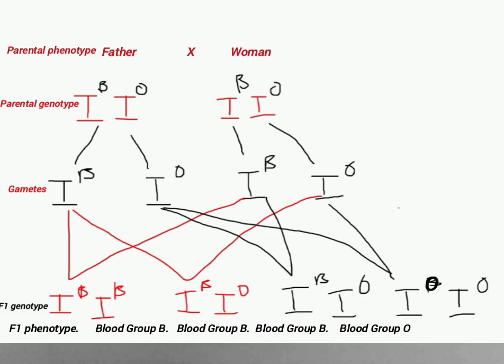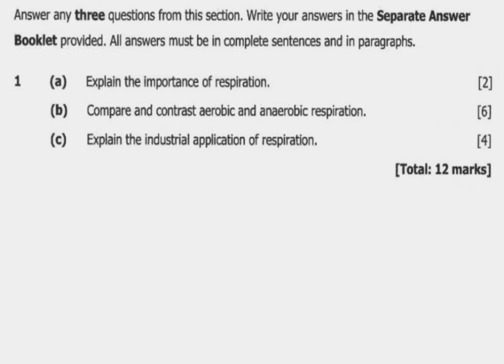So let's move into the SE part. For the SE part, the instruction says answer any 3 questions from this section and write your answers in the separate answer booklet provided. The system has been updated for ECZ, so you're not supposed to write the answers in a separate answer sheet or booklet. You're supposed to write the answers in the same question paper. All answers should be in complete sentences and in paragraphs. No need to answer in point form, you need to write in paragraph form.